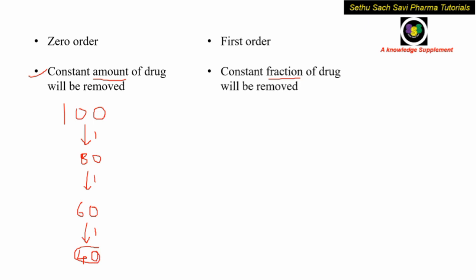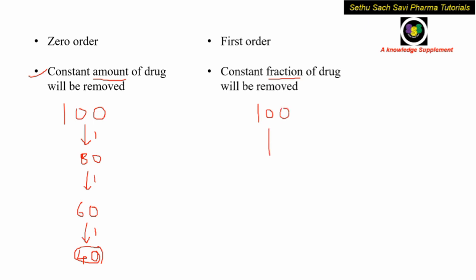Let's see if the same drug is following first order kinetic and instead of 20 mg, they have given a fraction. For example, let's say the amount that is reduced is 50%.